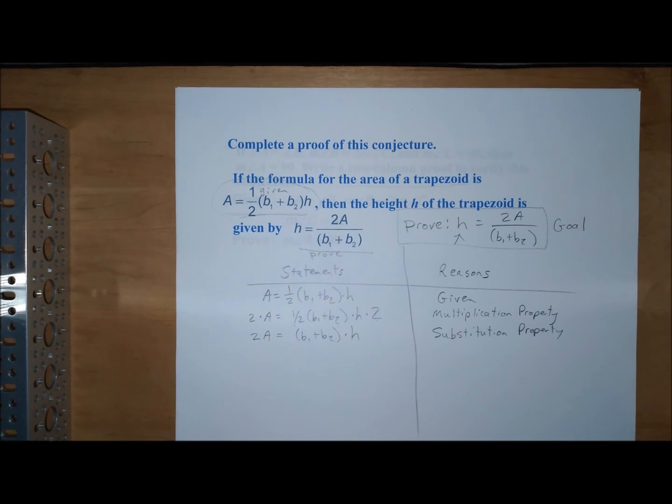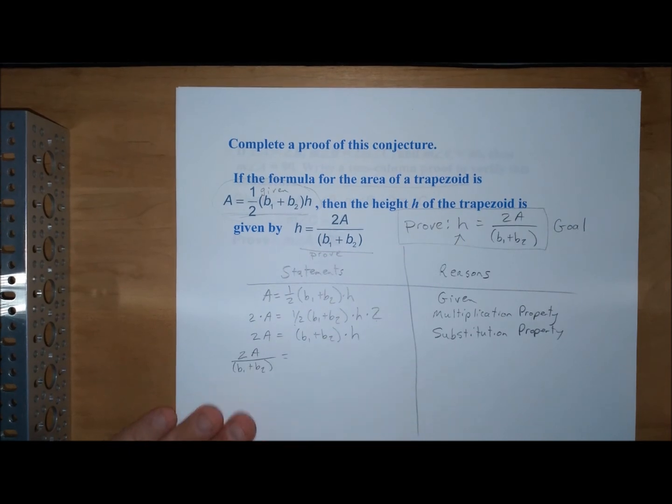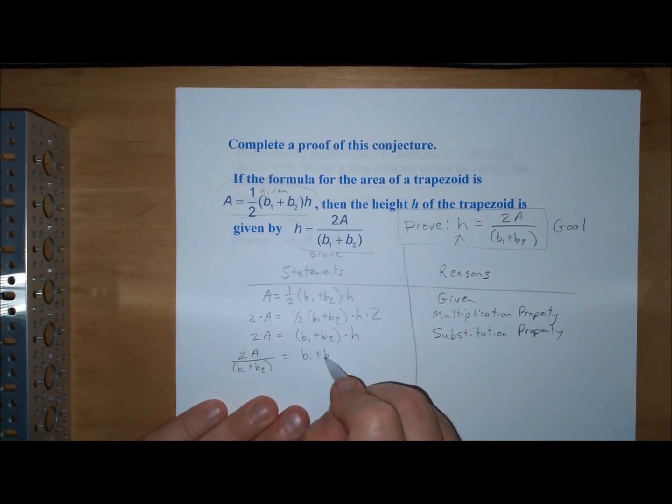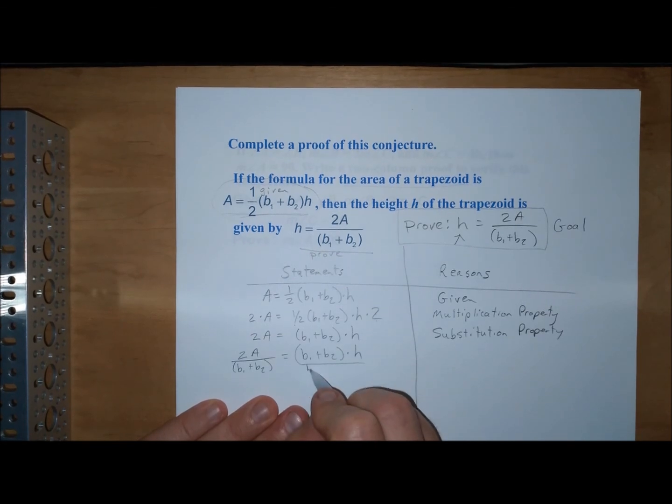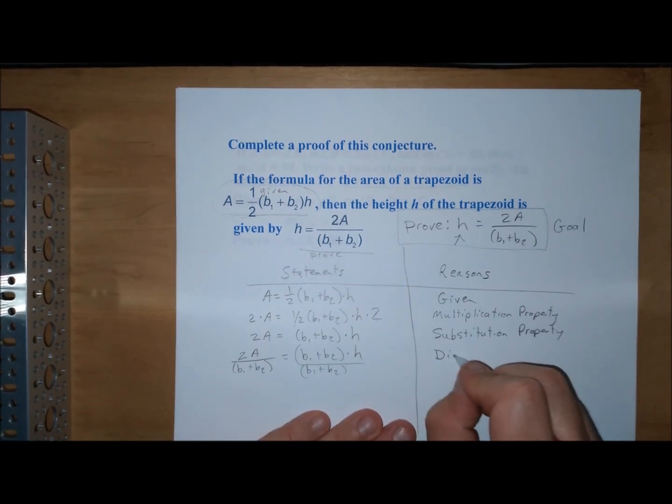Now, what am I going to do next? I want to get that H by itself, right? So I think I'm going to say that 2A divided by B1 plus B2 equals B1 plus B2 times H divided by B1 plus B2. Okay, what did I do there? I used our division property of equality.